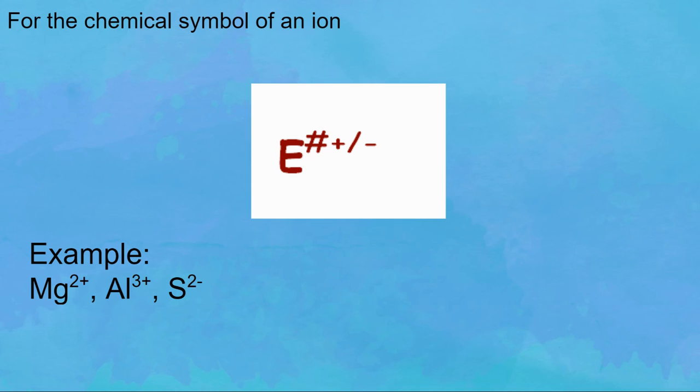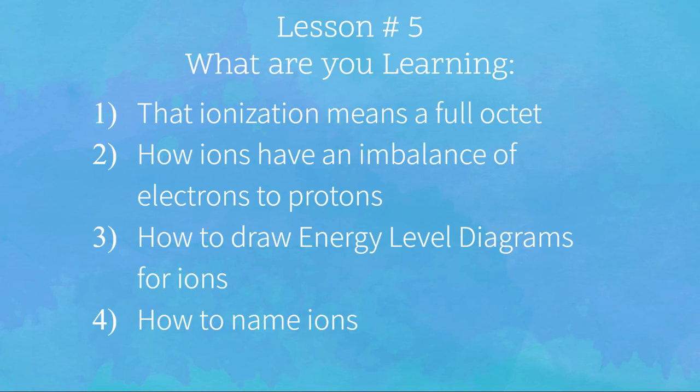So that is ionization and ions, and I hope you figured out what ionization means, what a full octet means, how ions show an imbalance of electrons and protons, how we draw them, and how we name them. I hope you have a great night, and if you have any questions, please let me know.